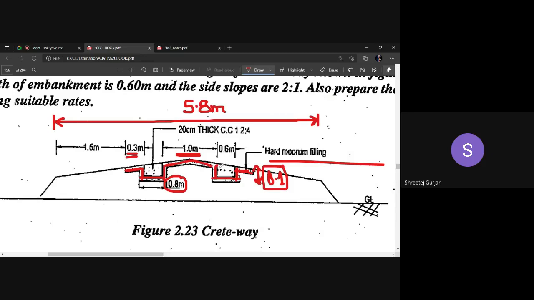So after muram filling is done, next, we are left with the cement concrete, which we have laid in 1:2:4. Cement concrete here, thick, 1:2:4. How many in number? 1 and 2. 2 in number.